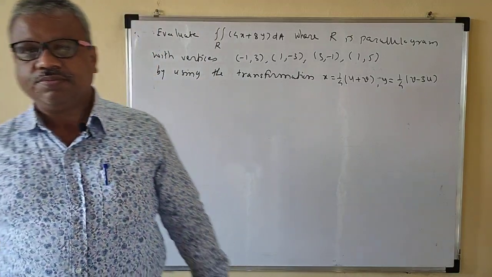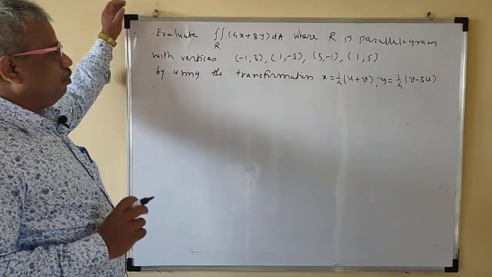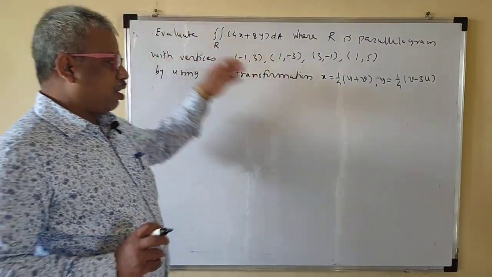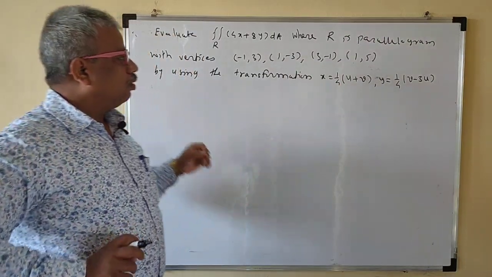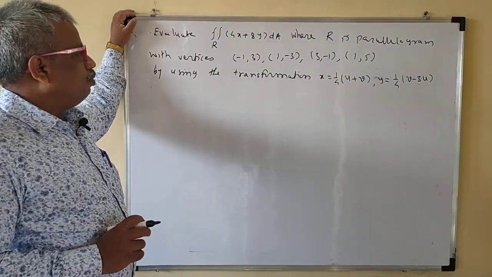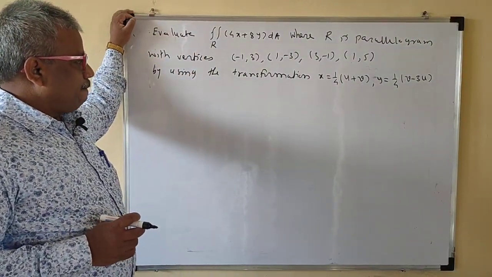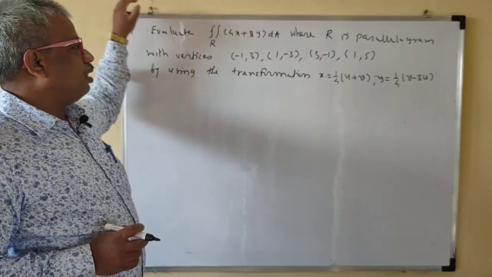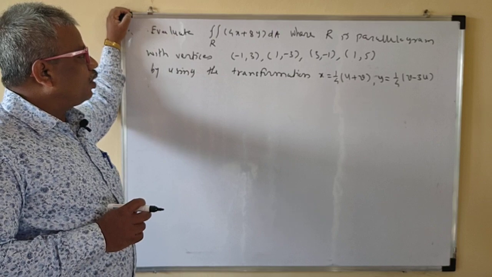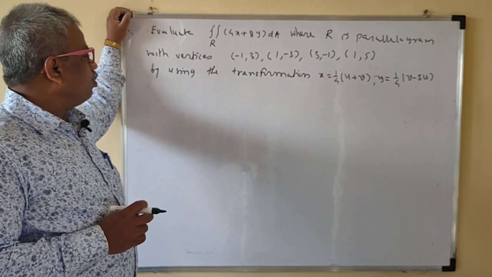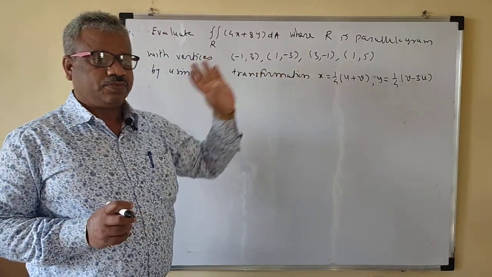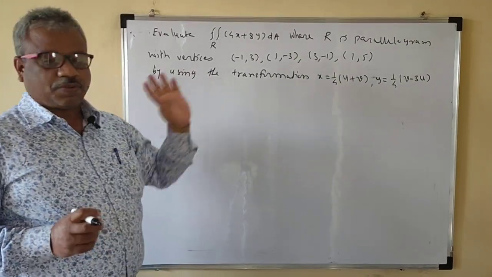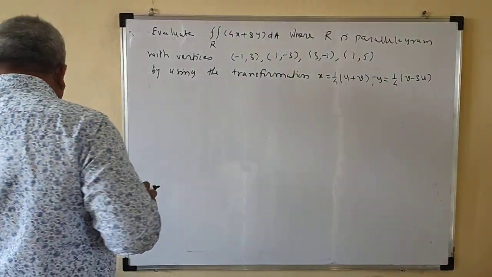Last time we saw the double integral using the substitution method, or the transformation. Now we'll continue that. The next problem is: evaluate the double integral over R of x plus xy dA, where R is a parallelogram whose vertices are given to you. The transformation is also given. So we solve this.